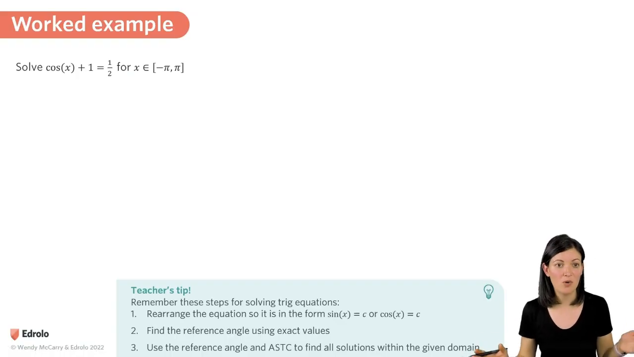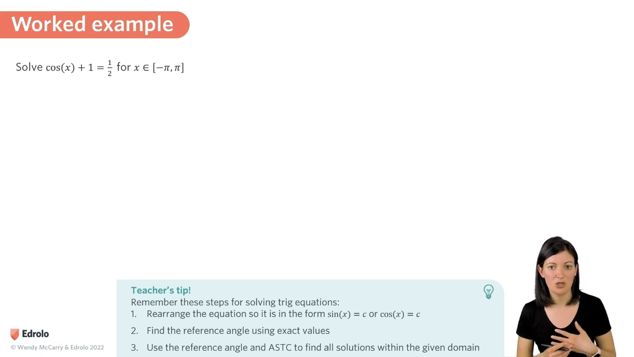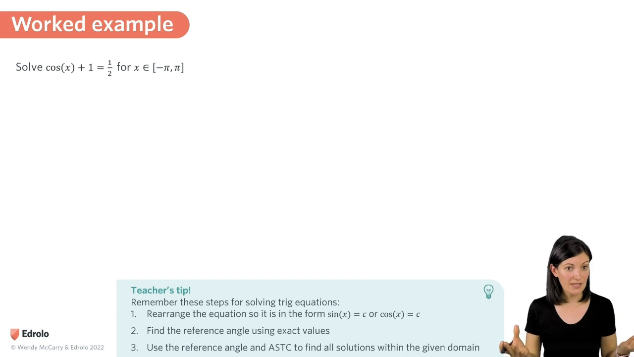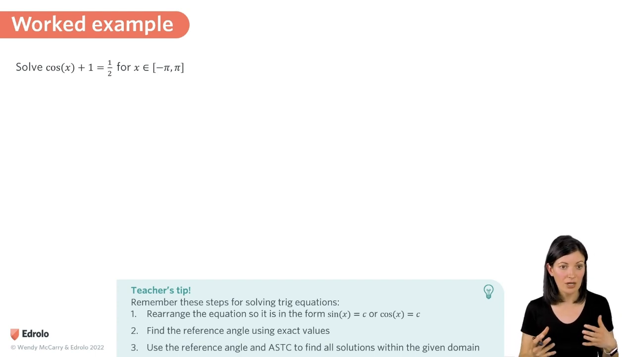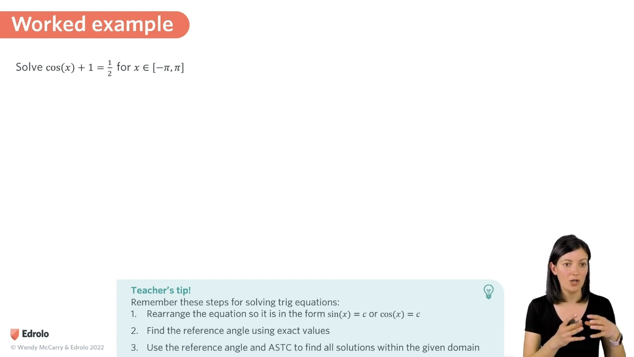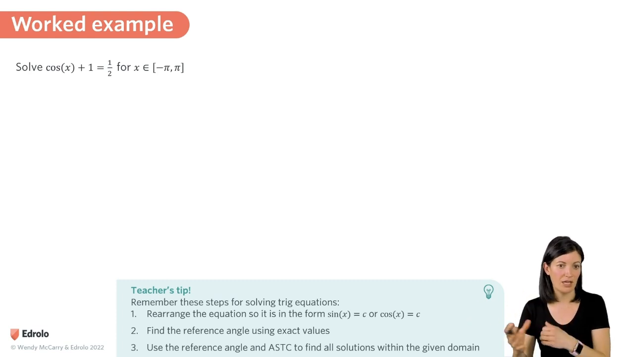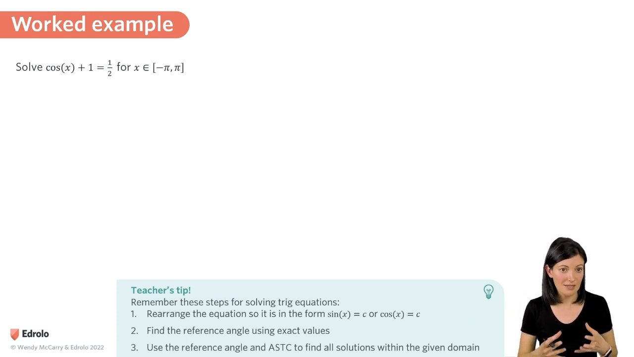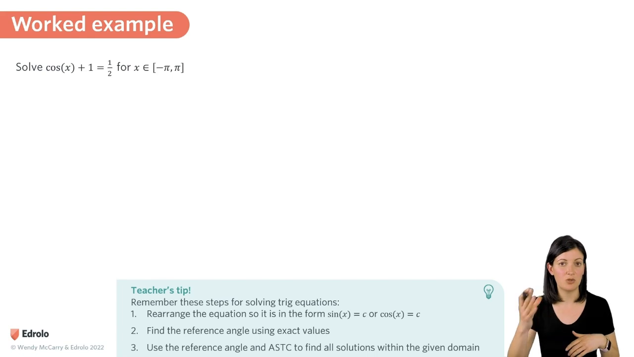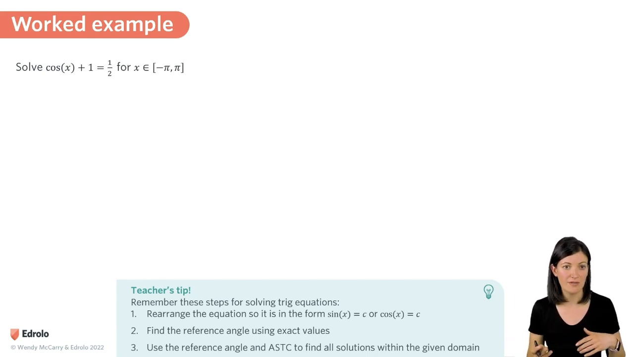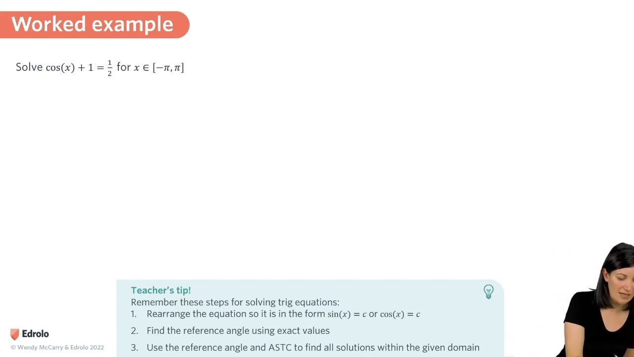Okay, we'll go through one more worked example. I'm going to do it by hand, and then I'm going to encourage you to check your solution using your calculator. Okay, first step, remember we need to rearrange our equation so that it's in the form cos x equals something. So to get cos x by itself on the left-hand side, we need to subtract 1 from both sides of our equation, which gives us cos x equals -1/2.